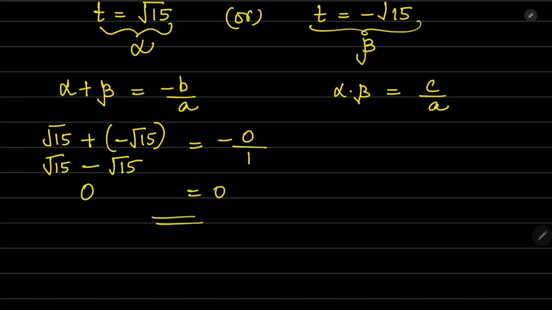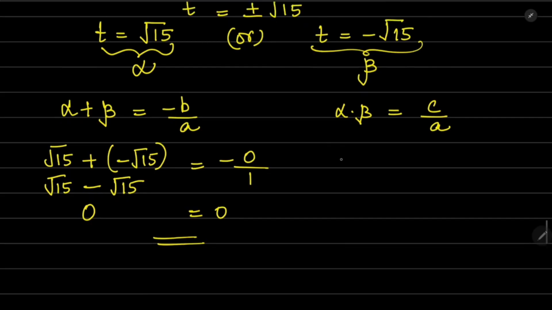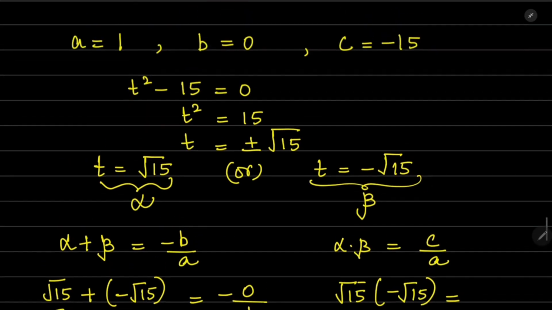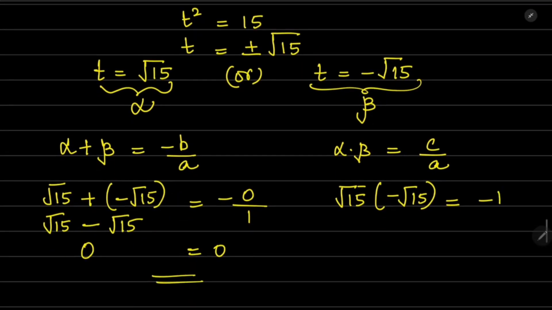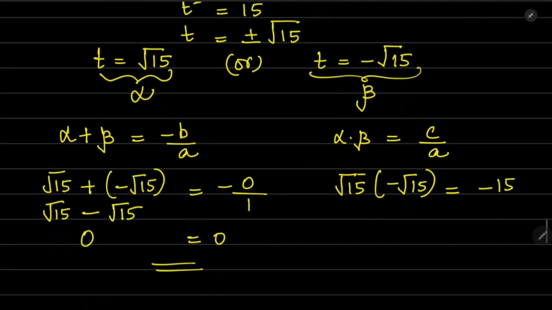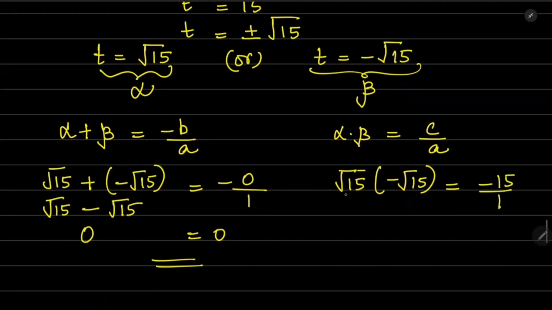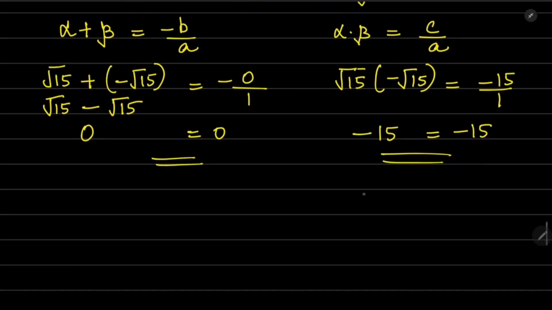Alpha multiplied by beta. So what is alpha? Root 15 multiplied by minus root 15 should be equal to what is c? C is minus 15. What is a? A is 1. Okay, so what is root 15 into root 15? It is 15, and you have a negative sign. So minus 15 equal to minus 15, hence verified.